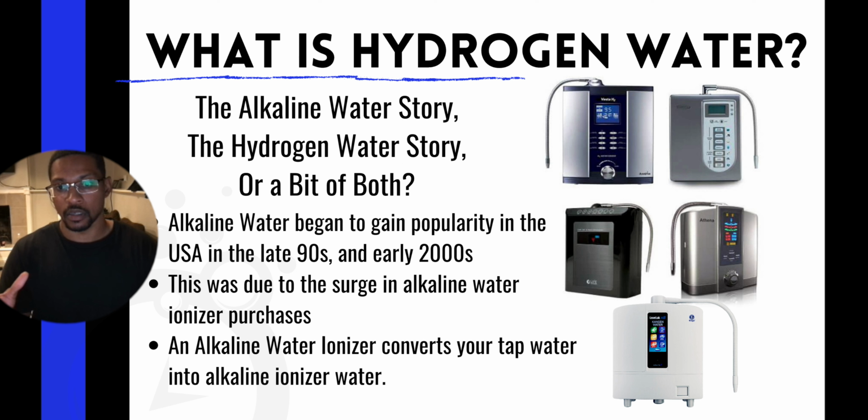These systems basically take your tap water, and filter it, and then run the process of electrolysis on it, converting your ordinary tap water into alkaline water. And alkaline water, if you don't know what that is, it just means water that has a pH above 7. And so you have the pH scale. Anything below 7 is acidic. Anything above 7 is alkaline or base. And these systems take your tap water and convert it into alkaline water.